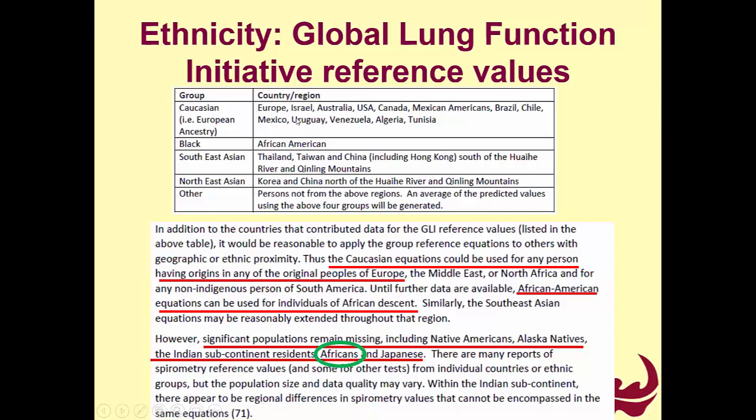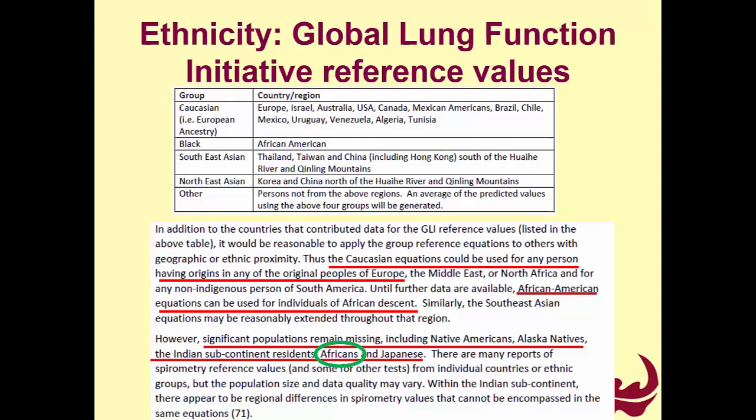So we can extrapolate, for instance, Caucasians and people with European ancestry. You can see they're useful for any person having origins from Europe, the Middle East, and so forth. They do say that African American equations can be used for individuals of African descent, so you can see the Black population over there. But they do say that there are significant populations that remain missing, and specifically some of our peoples from South Africa, the colored people in the Western Cape, even the people of African descent.